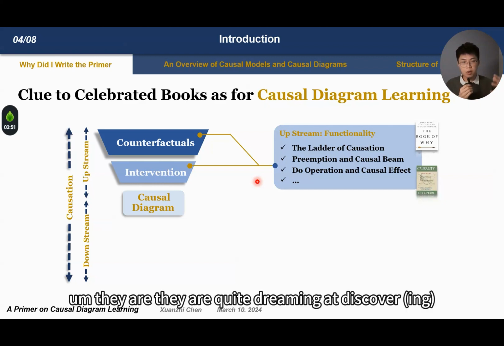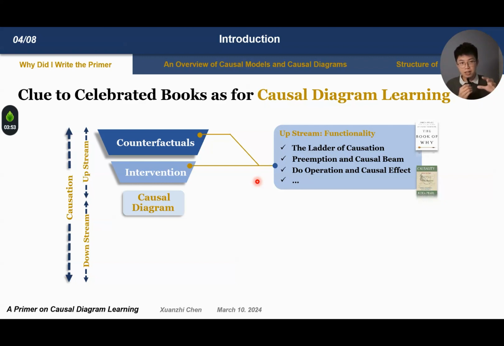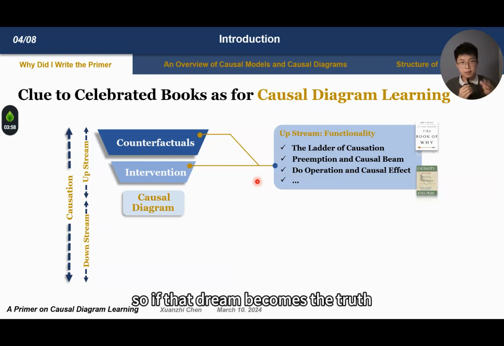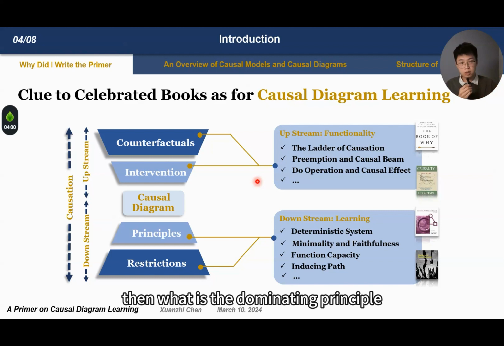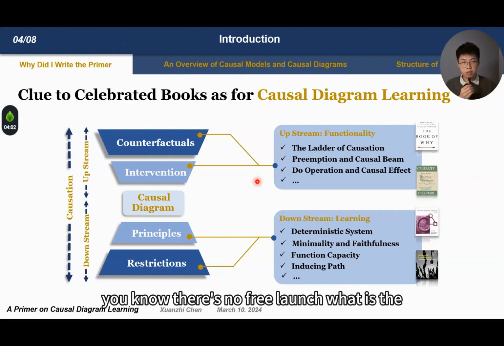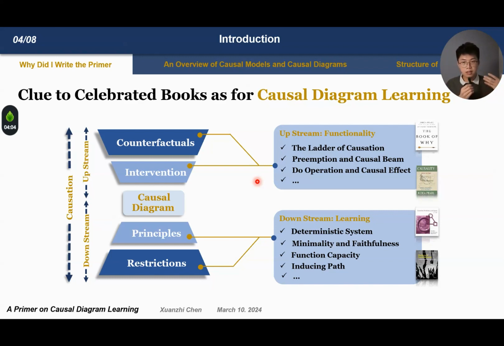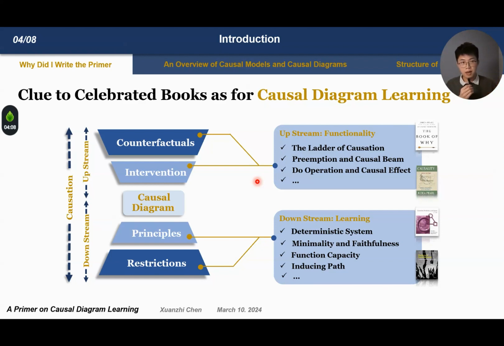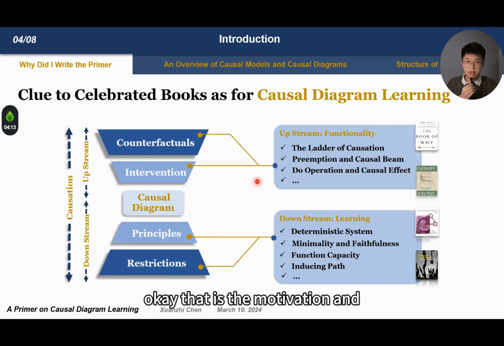They are quite dreaming of discovering the causal diagram from the data. So if that dream becomes true, then what is the dominating principle? There's no free lunch. What is the additional assumption or additional restriction? What are the challenges here? Okay, that is the motivation.